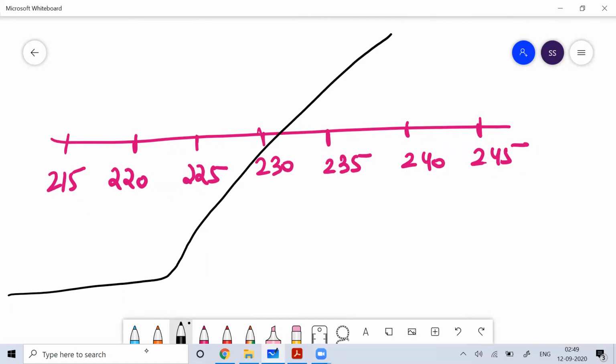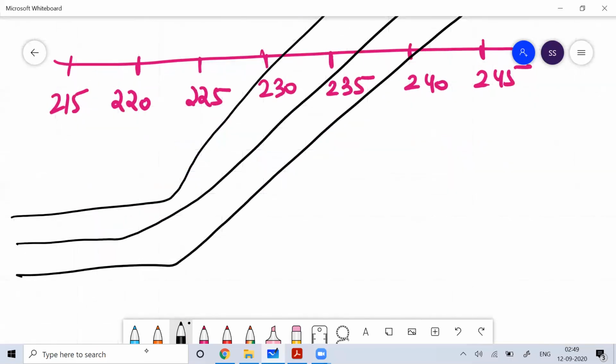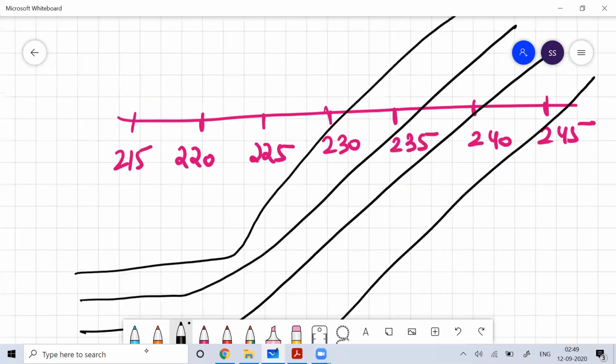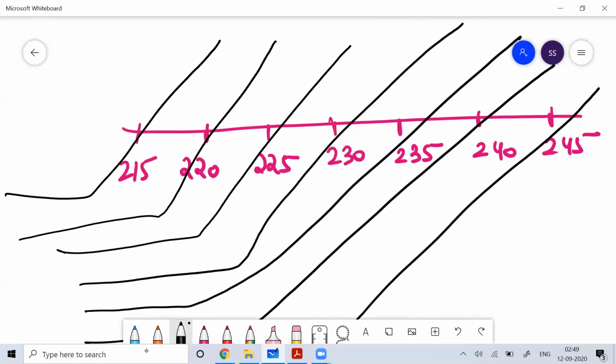But you need to understand, as a long position holder, you can choose any strike price from 215 to 245. Right now the stock is trading at 230. The more in the money option contract you choose, the more premium you need to pay. The less in the money option contract you choose, the less premium you need to pay. So you have to understand the concept of premium.